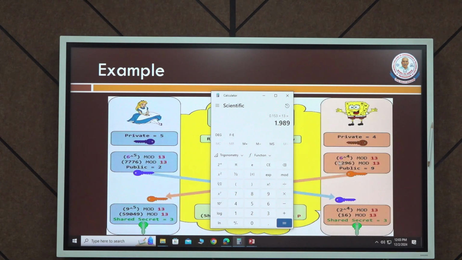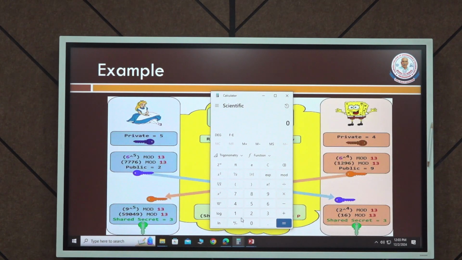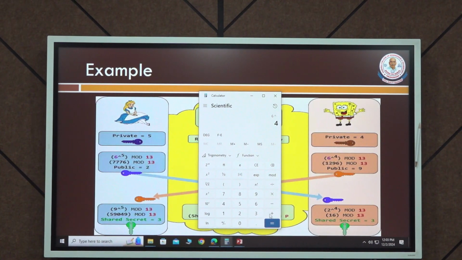And at the user B side, we need to calculate 6 to the power of 4 mod 13. Similarly, we can calculate 6 to the power of 4 divided by 13, and we only focus on the decimal points, 0.692 into 13. The answer is 8.996, so we can consider it as 9. These two values are exchanged between themselves. So 2 comes here and 9 comes here.